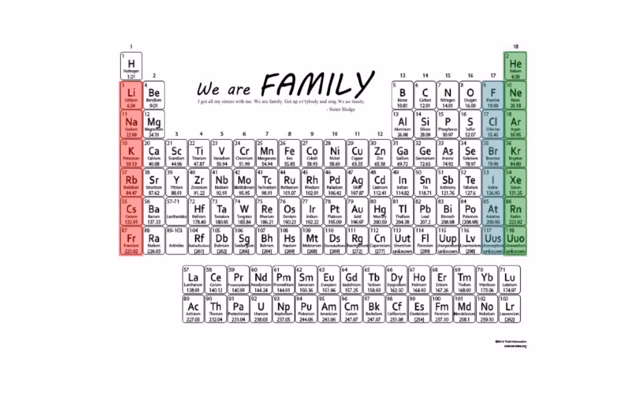And so what I have highlighted here, you will notice that I call this We Are Family, based on the song. The reason why I have this is because all of these share similar characteristics with one another, so this column right here is called Family 1. It's also sometimes called Group 1, but I want to drive home that all of these share similar characteristics. So this right here is considered Family 1, this right here is considered Family 17, and this right here is considered Family 18. So why do these elements have similar characteristics? Well, stay tuned for my next video, which will talk about valence electrons.